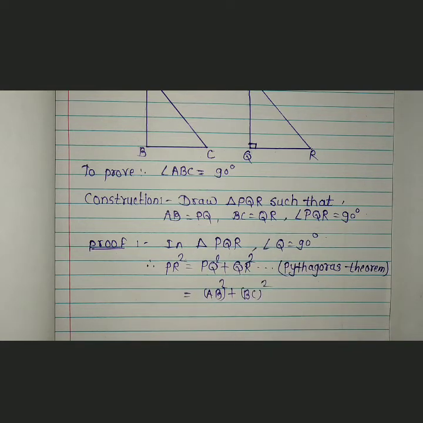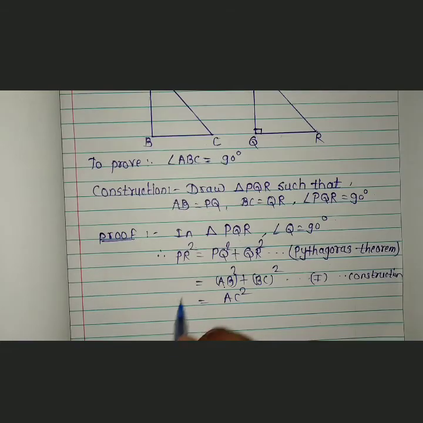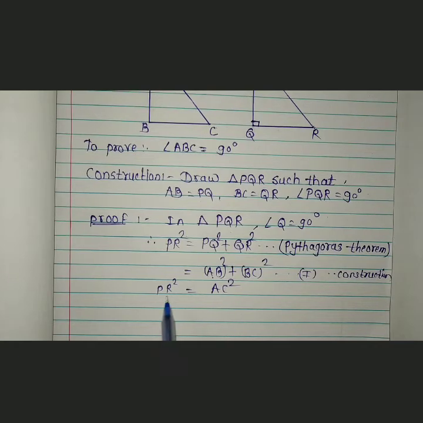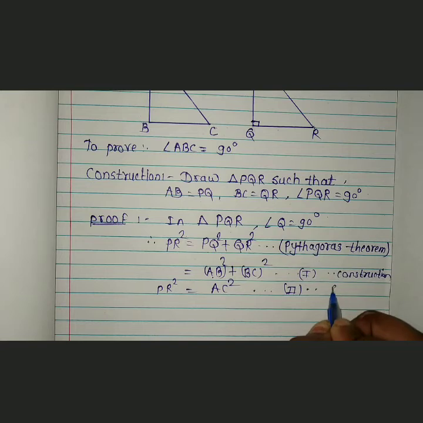BC square. But in the given, AB square plus BC square is equal to AC square. This is the given, AC square. Give the number first and reason construction. Okay, PR square is equal to AC square. Here write, give the number second and reason given.